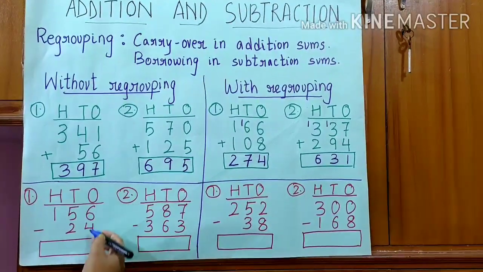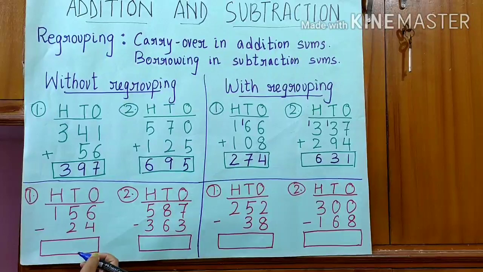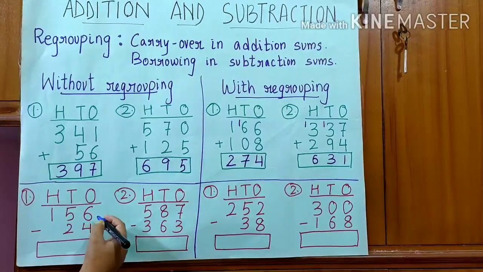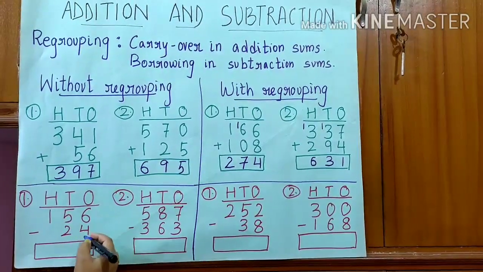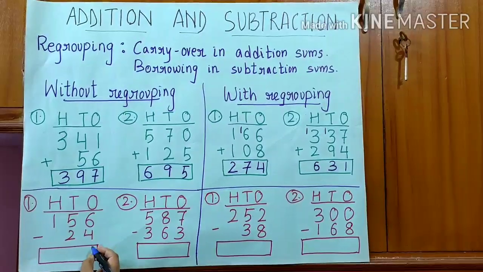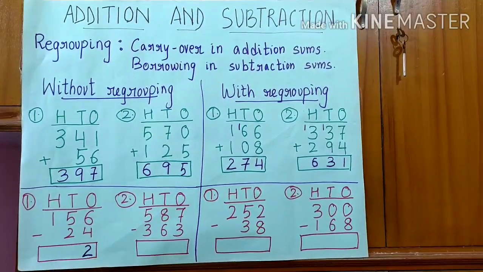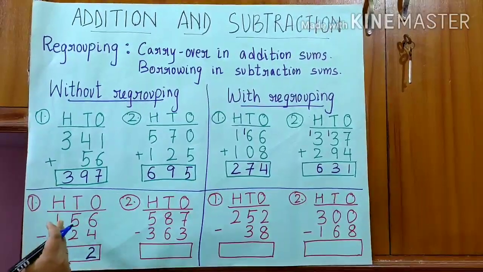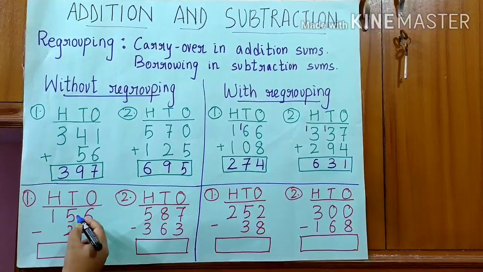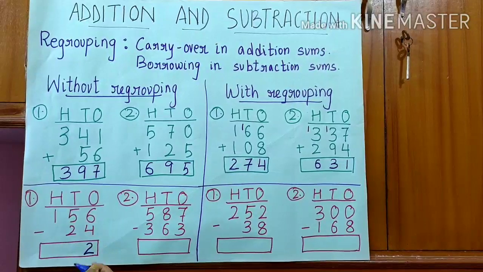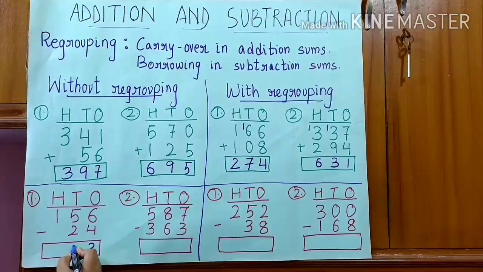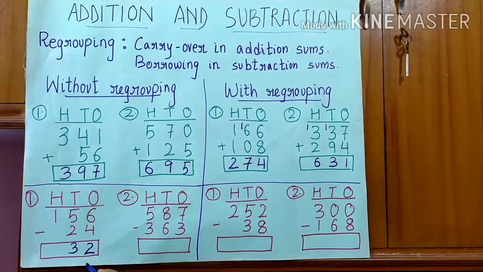In the same manner, we will begin with the ones place. Now we have to see 6 ones minus 4 ones. That will give us what? That will give us 2 ones. Right, children? Then again, we'll move on to the tens place. Now we have to subtract 5 tens minus 2 tens. That will give us how much? That will give us 3 tens, right?